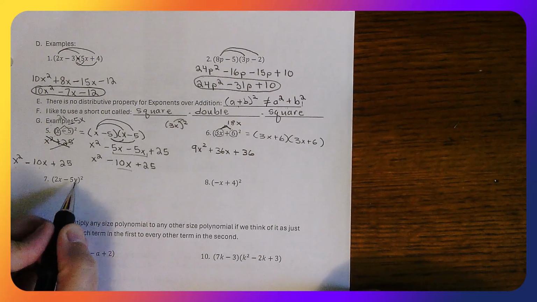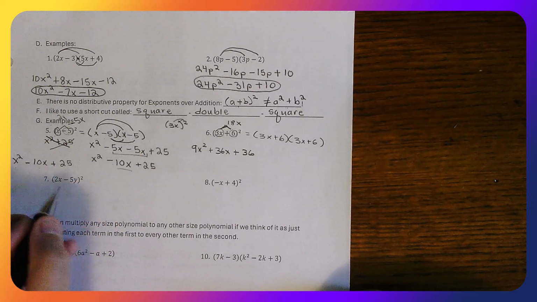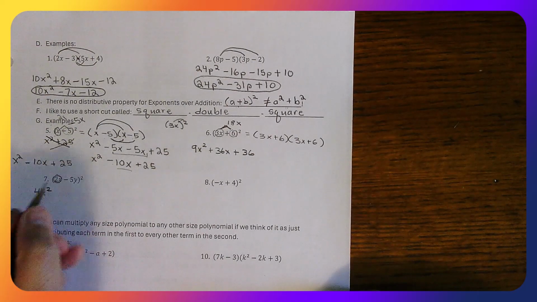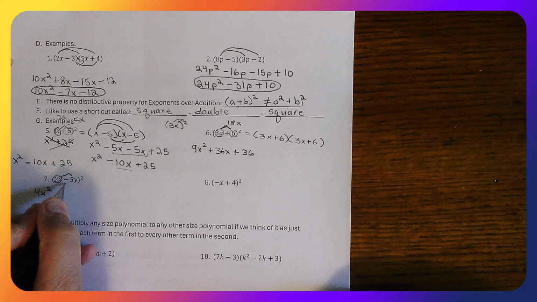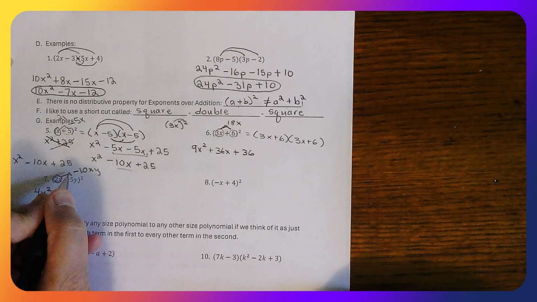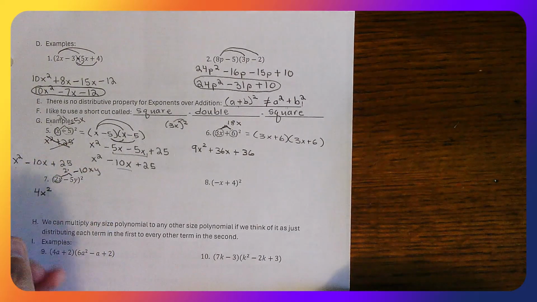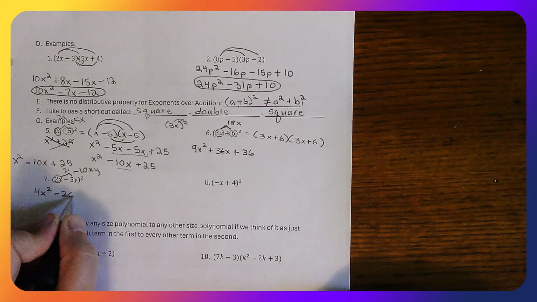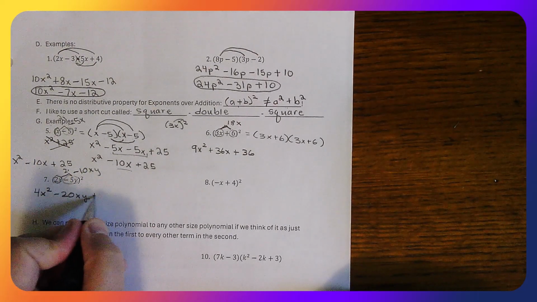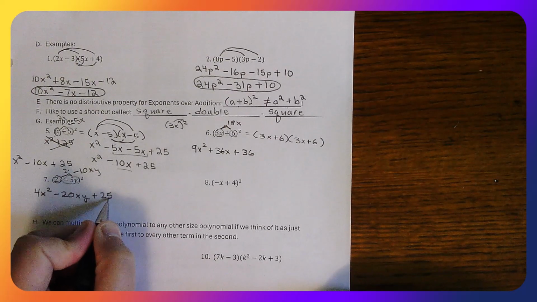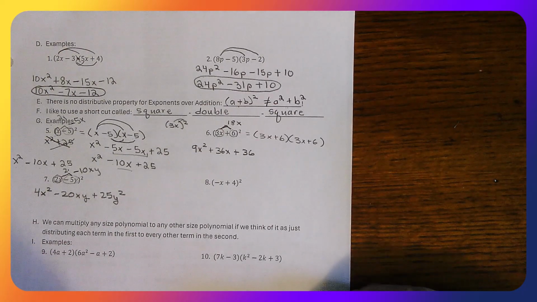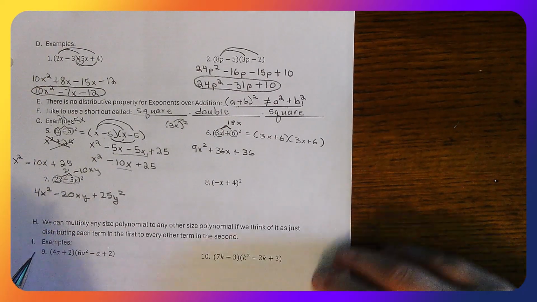So if you have a binomial squared, then you're going to square that 2x. That's 4x squared. You're going to multiply 2x times the negative 5y, which is negative 10xy. Double that. That just means you multiply the coefficient by 2. So that's negative 20xy. And then if you square that negative 5y, that's positive 25y squared. So it's kind of a quick little easy way to multiply a binomial that's been squared.